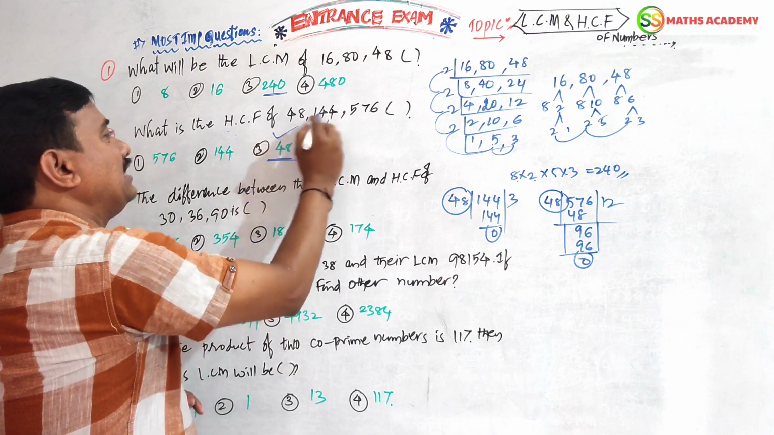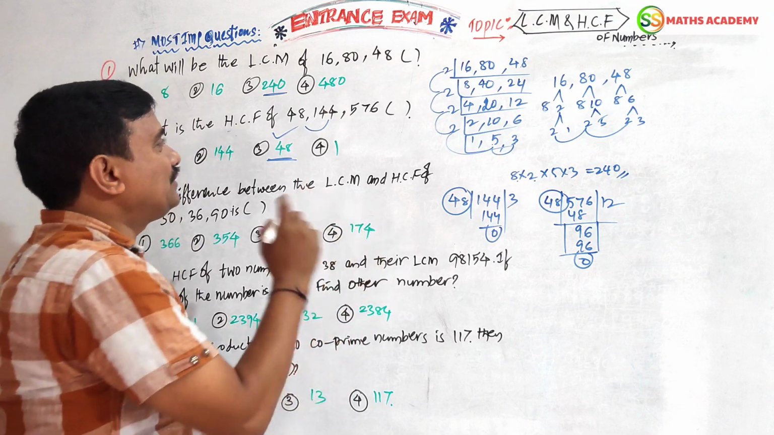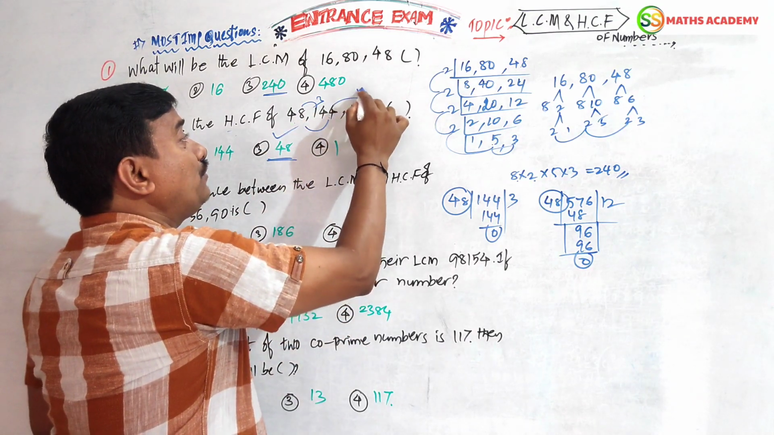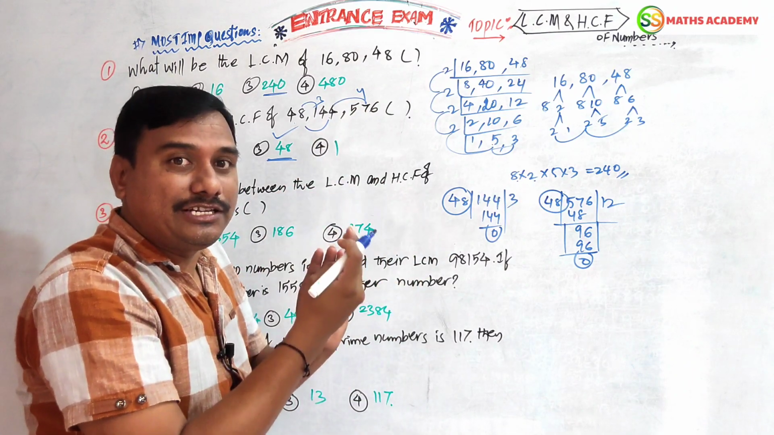48 is the HCF. And we have one more technique also. You see, children, 48 threes is 144, and 144 fours is also coming. So in this, what is the least number?